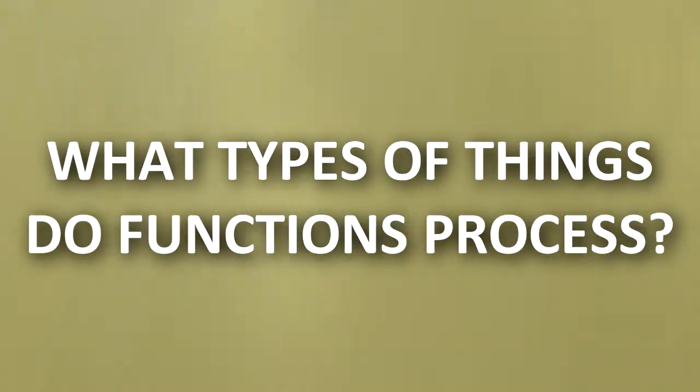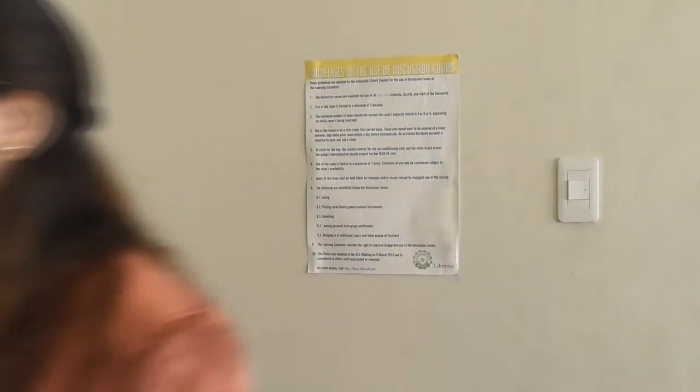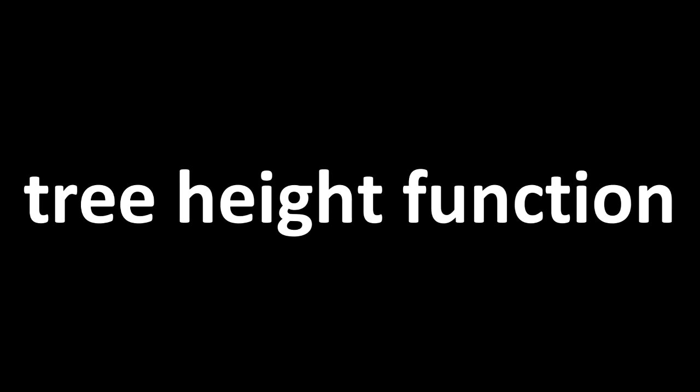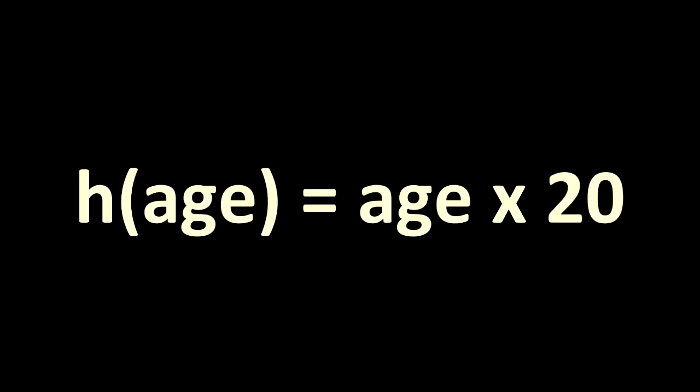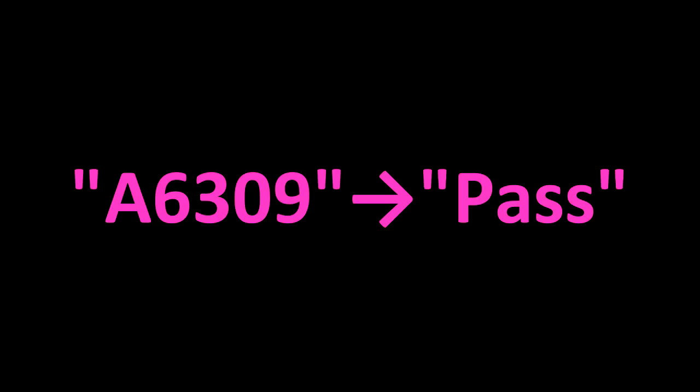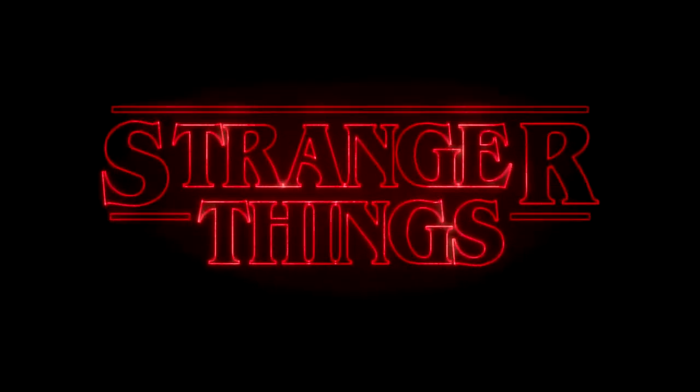What types of things do functions process? Numbers, duh! Obviously it is, but which numbers? For example, the tree height function h equals age times 20. It makes no sense for an age less than 0. It could also be letters, for example, A is to B, or ID codes such as A6309 means to pass, or Stranger Things.